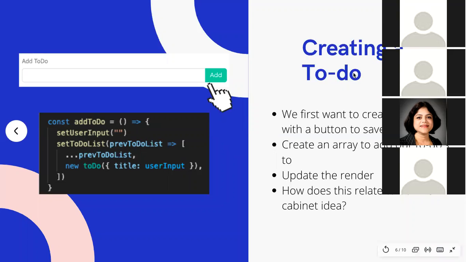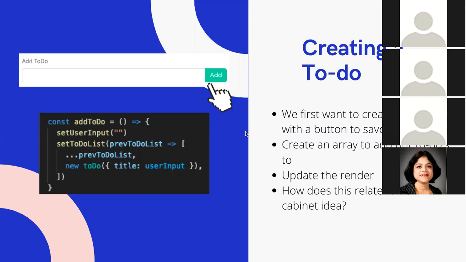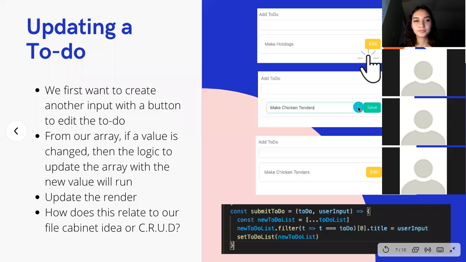CRUD idea, because we are taking that data and now we're storing it in our database. If I were to hit refresh on my project, the data would have persisted, if you were able to actually interact with it, but just take my word for it, it does persist, and therefore it represents that paperwork to file cabinet idea. And next we needed to update, or edit, a to-do.